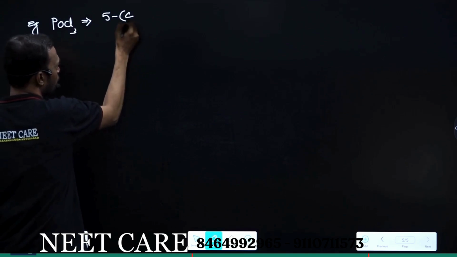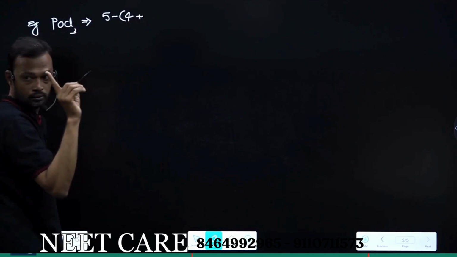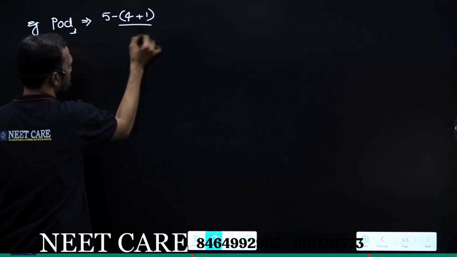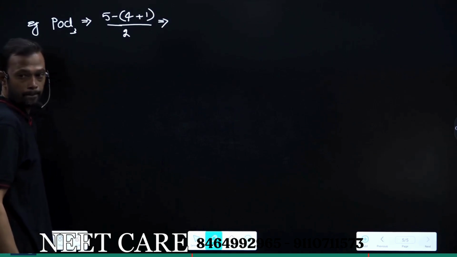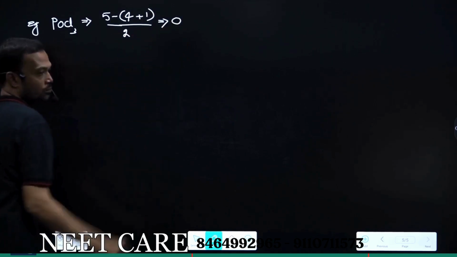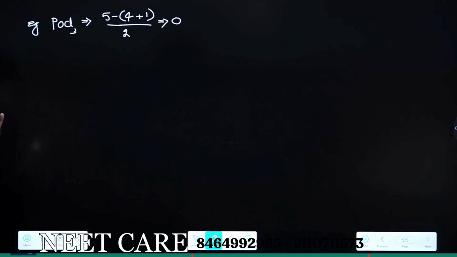Total will be 4 sigma. And every oxygen, 1 pi. So I can say like this. This is divided by 2. Then how much will you get? 5 minus 5, how much? 0. Means POCl3 carries no lone pair.